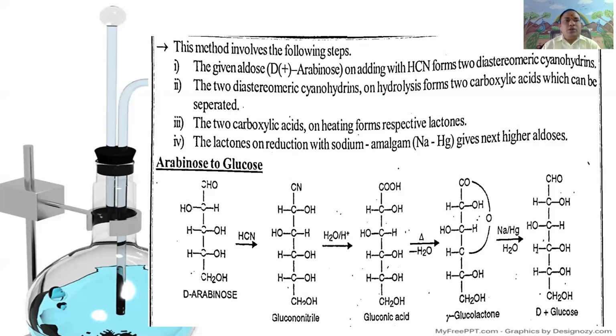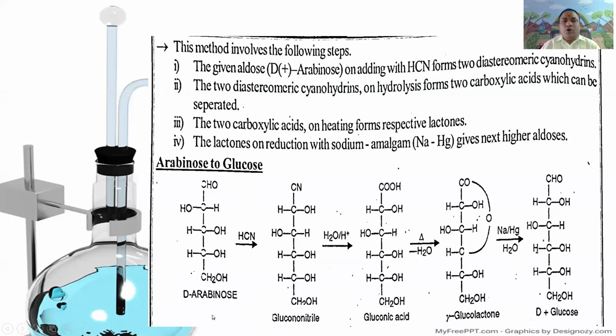In the second step, the two diastereomeric cyanohydrins on hydrolysis form carboxylic acids, which can be separated. The carboxylic acids may be either gluconic acid or mannonic acid. Third step, the two carboxylic acids on heating lose a water molecule to form stable gamma lactones. In the fourth step, the lactones are reduced in the presence of sodium amalgam. It gives higher aldoses like glucose and mannose.